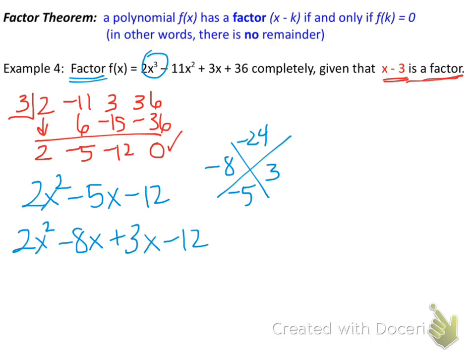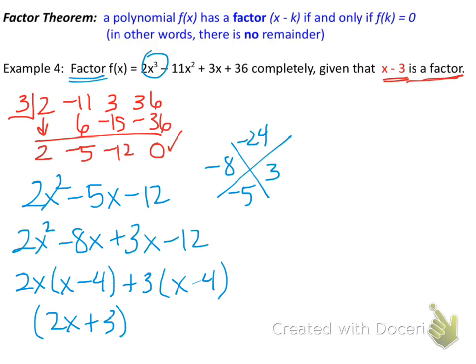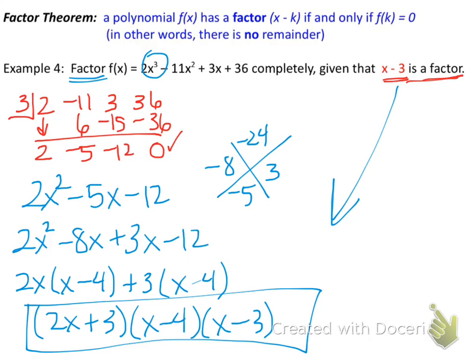So now I'm going to break apart and rewrite my trinomial in 4 terms, so that I can ask what can I factor out of the first 2 terms, and then what can I factor out of the second 2 terms, and so then I get that this quadratic factors as 2x plus 3 and x minus 4. Now it asks me to factor this polynomial completely, so please don't forget that x minus 3 was originally a given factor. So when it asks you to factor completely, don't forget to include that original factor.